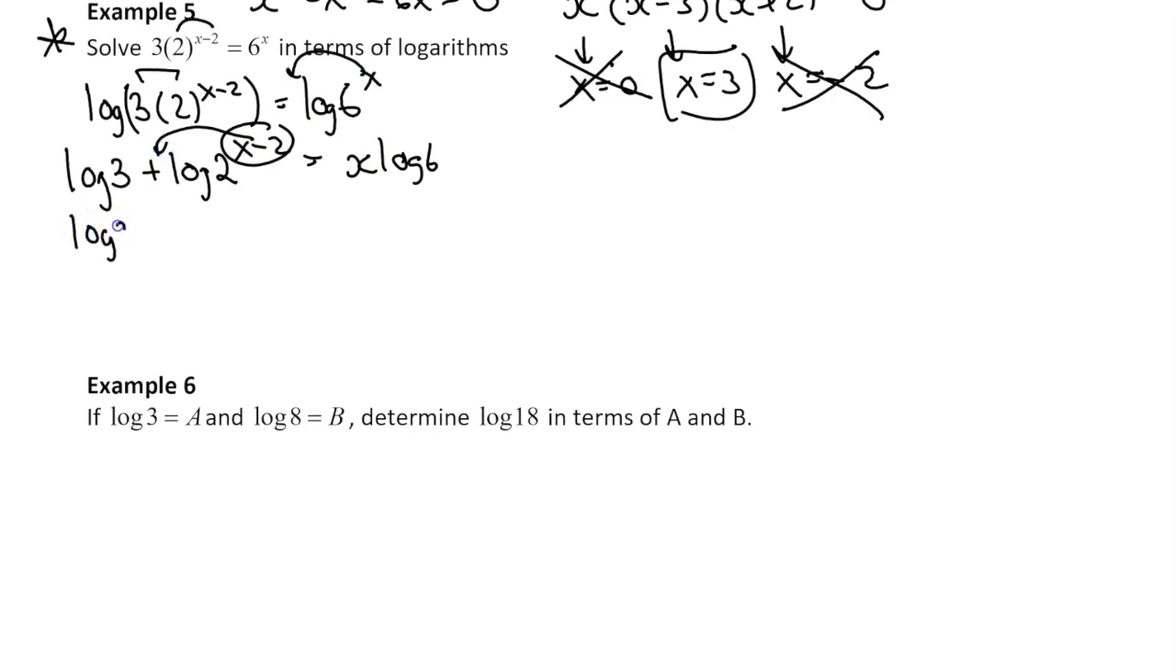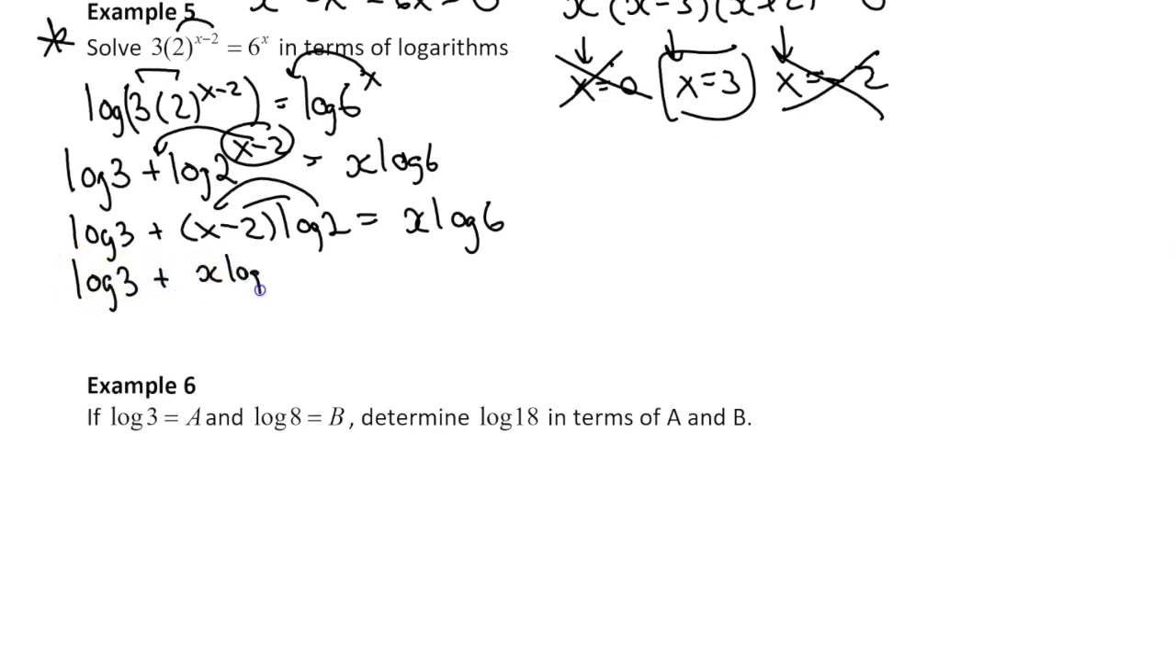And I could get log 3 plus x minus 2 log 2 equals x log 6. I should write that a little cleaner. Now, the x minus 2 is being times by the number log 2. So I'm going to actually expand that. And we're allowed to because log 2 is just some decimal number, and you're just expanding that into the brackets. And you could get something that says log 3 plus x log 2 minus 2 log 2 equals x log 6.